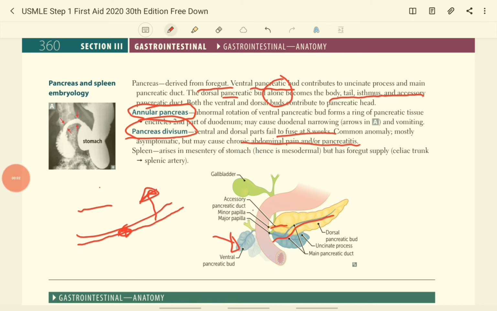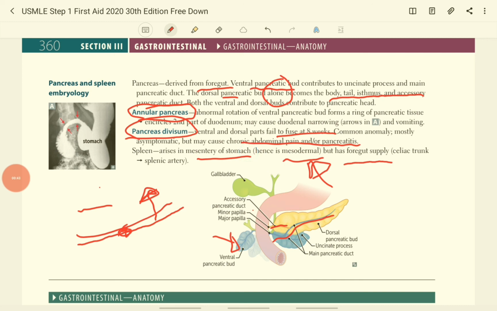The spleen arises from the mesentery of the stomach, so it is of mesodermal origin. We know that every internal organ of the GI system is derived from endoderm, but this is the exception. This is derived from mesoderm. Even so, it has its blood supply from the celiac trunk, which normally supplies the foregut area. The celiac trunk has a branch called the splenic artery, from which it gets its blood supply.